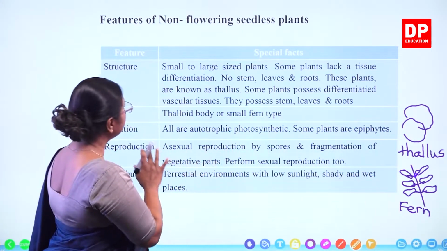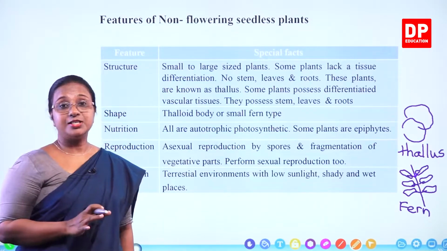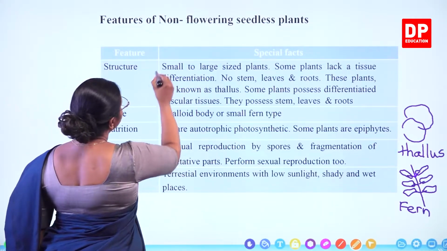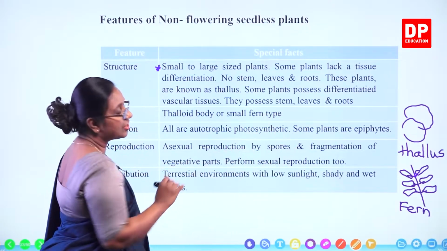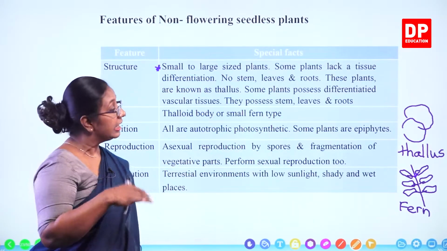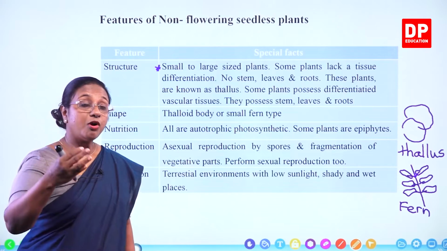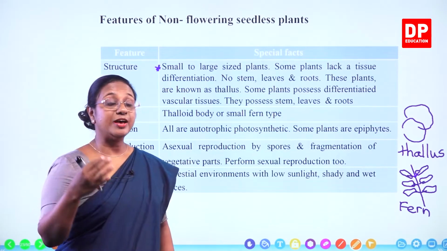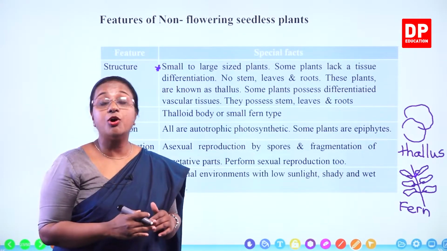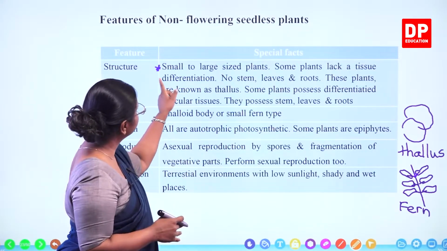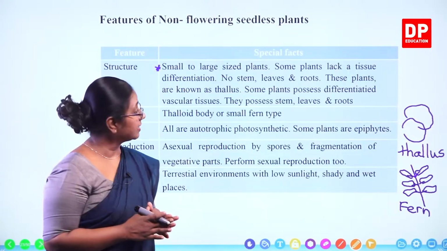So they can be small to large size plants. We can have the thallus structure, a very small plant. Even the ferns, you would have gone to botanical gardens and seen very short ferns. Sometimes you get very tall ferns. So you can have small to large sized plants.